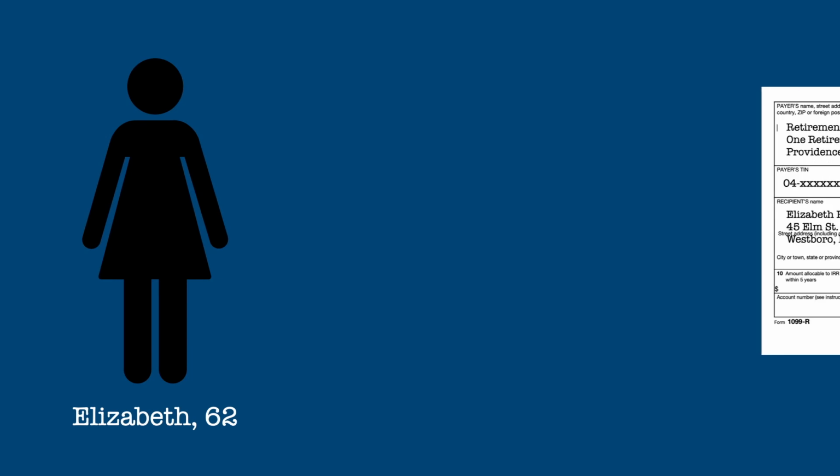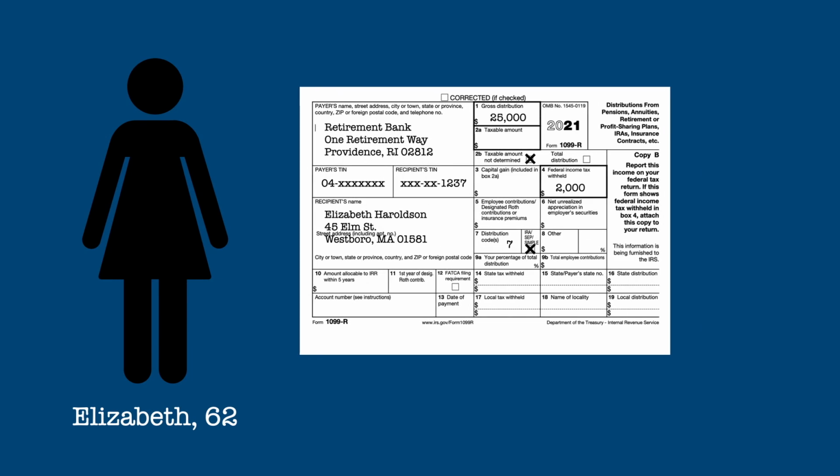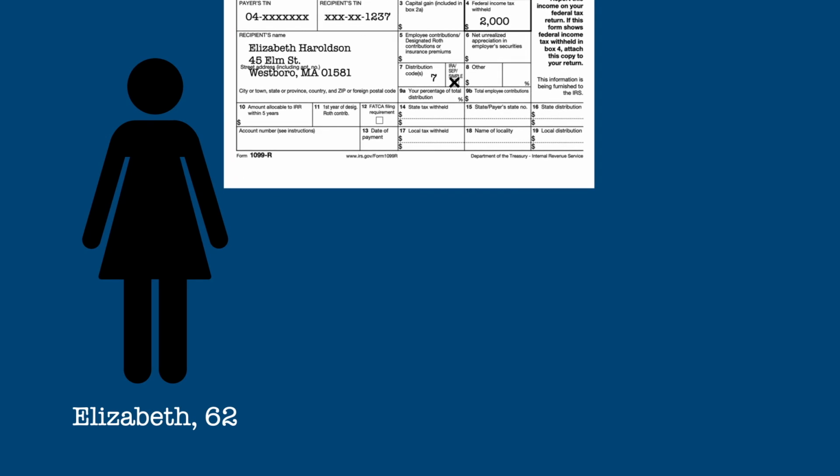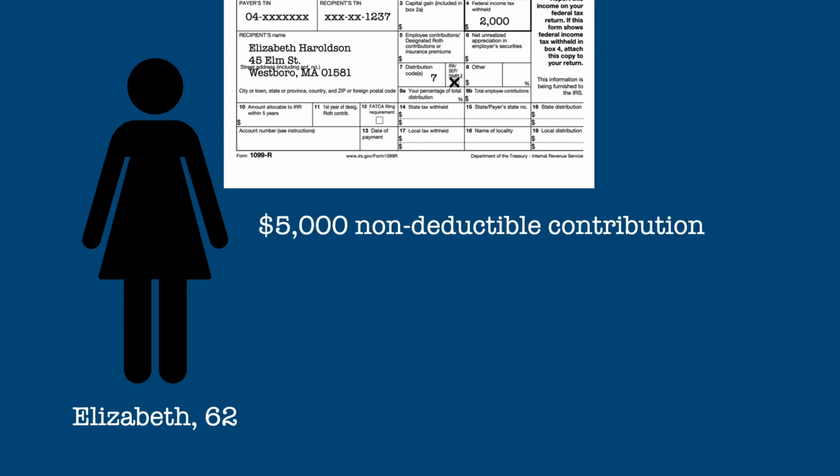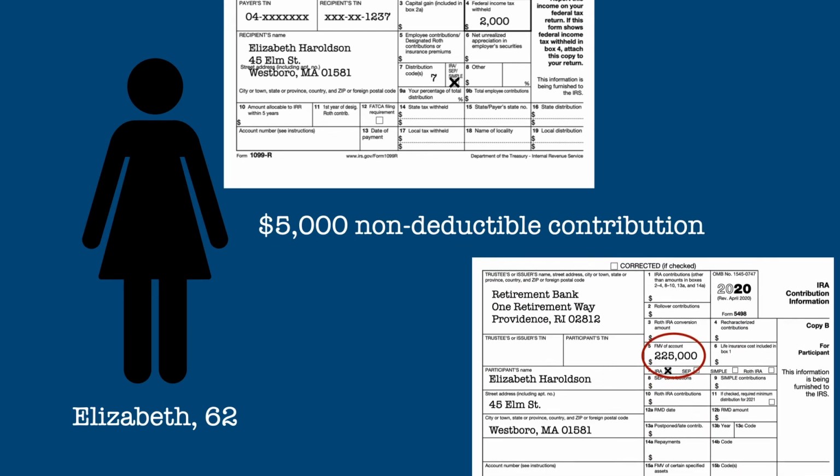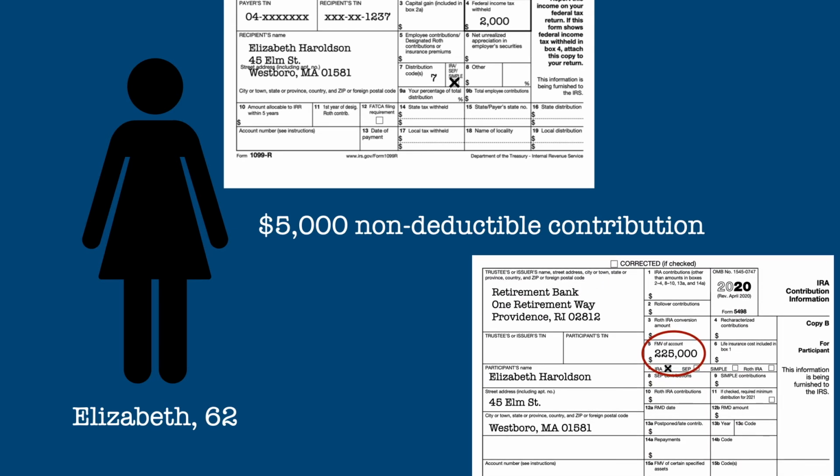Let's look at Elizabeth, age 62. She withdrew $25,000 from her IRA and, like Harold, she made a $5,000 non-deductible contribution to her IRA. Since this is not a total distribution, she will need to know the fair market value of her IRA as of the end of the year. The fair market value of her IRA is reported to Elizabeth on a 5498 form her IRA administrator sent her. If she had multiple IRAs, she would have to add up the fair market values of all the IRAs she owns.